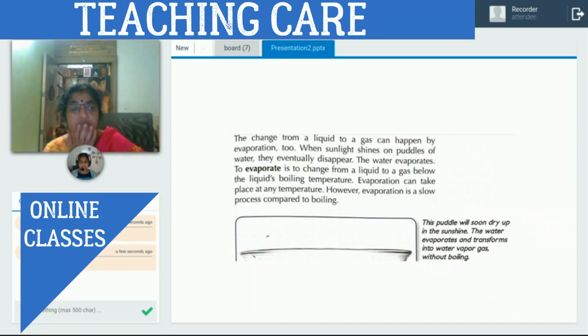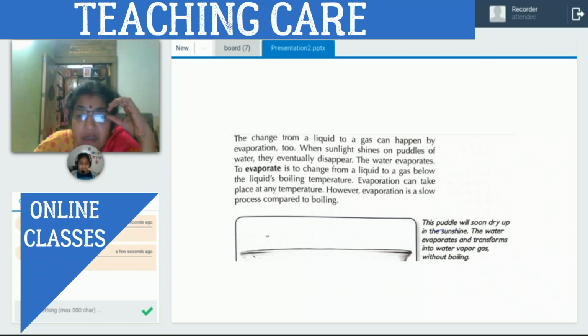Evaporation too. When sunlight shines on puddles of water, they eventually disappear. The water evaporates. To evaporate is to change from a liquid to a gas below the liquid's boiling temperature. Evaporation can take place at any temperature. However, evaporation is a slow process compared to boiling.